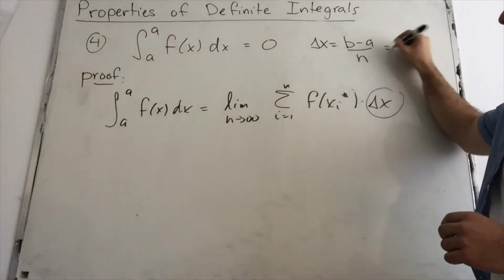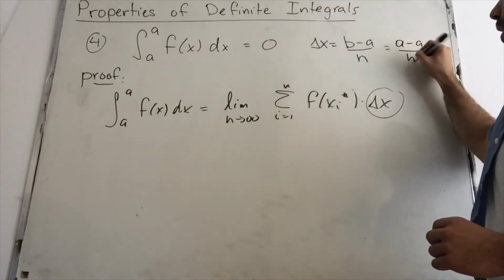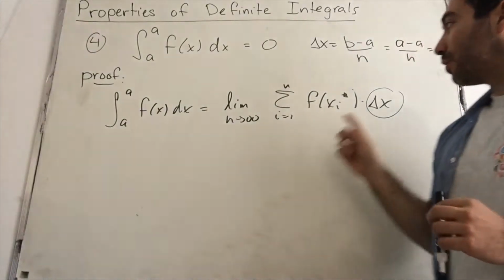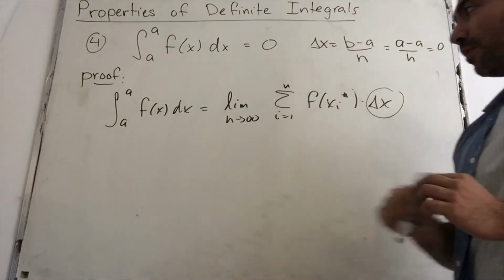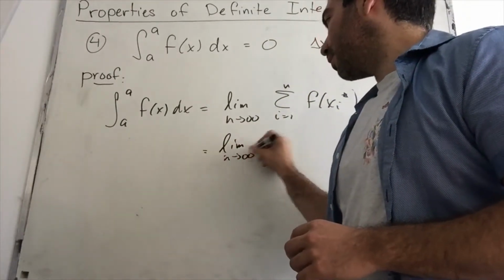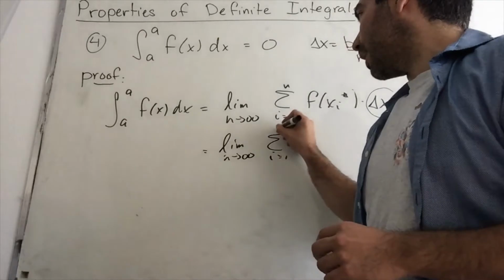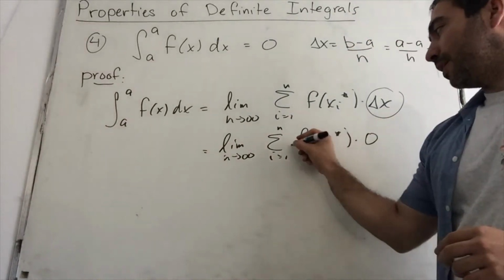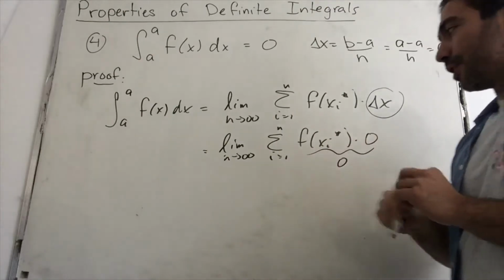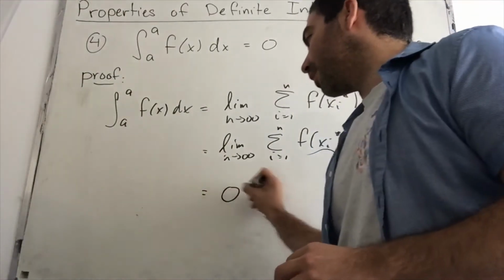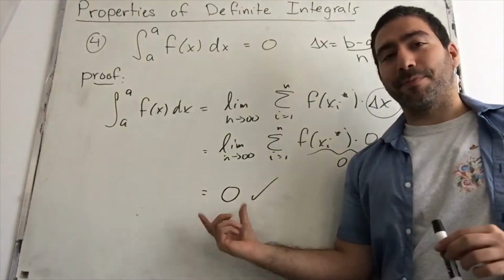So here, what we really have is a minus a over n, which is equal to 0 over n, which is 0. So delta x is equal to 0. So the limit as n goes to infinity of the summation i equals 1 to n of f of xi times 0, this piece here is 0. And you're summing up a bunch of zeros, which means that the limit is equal to 0, and this is the proof. We're done. Okay.